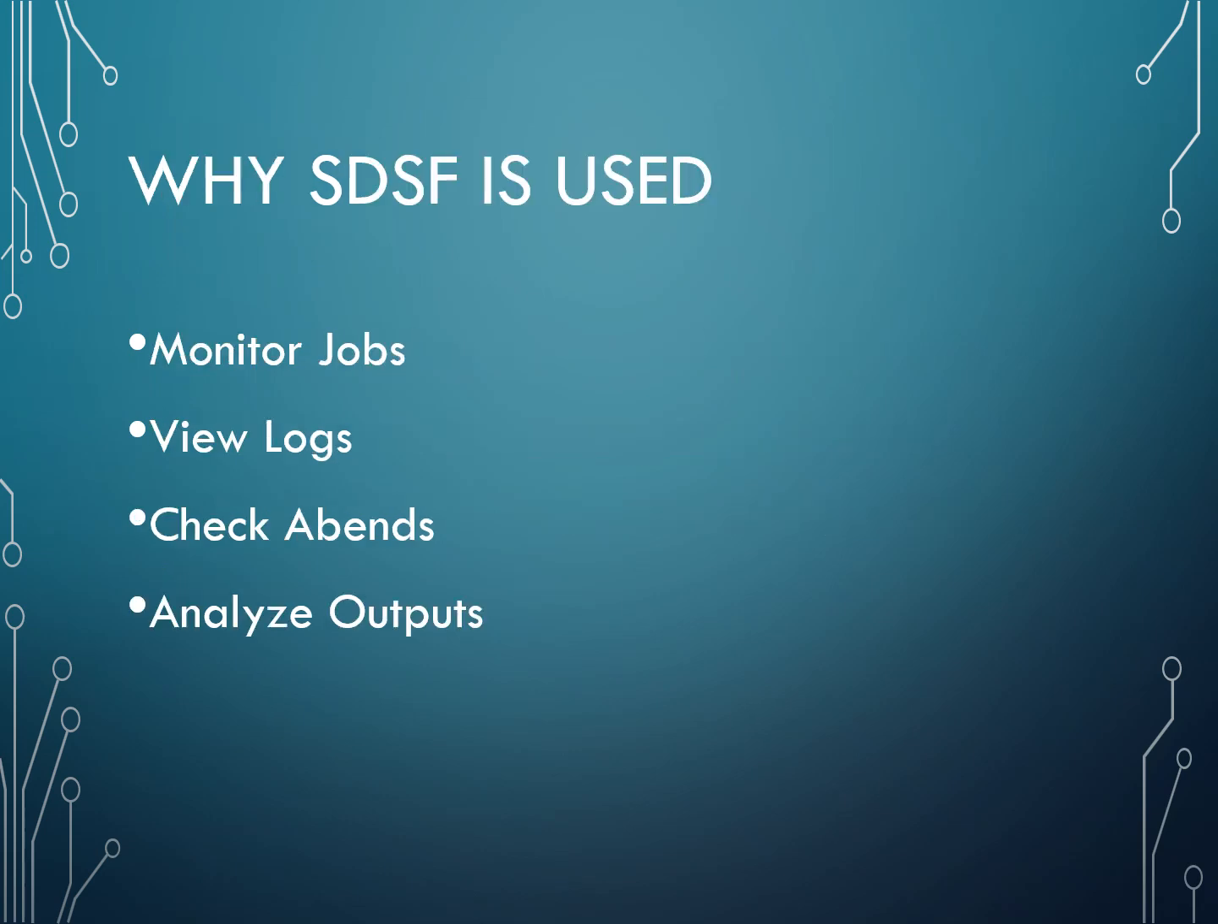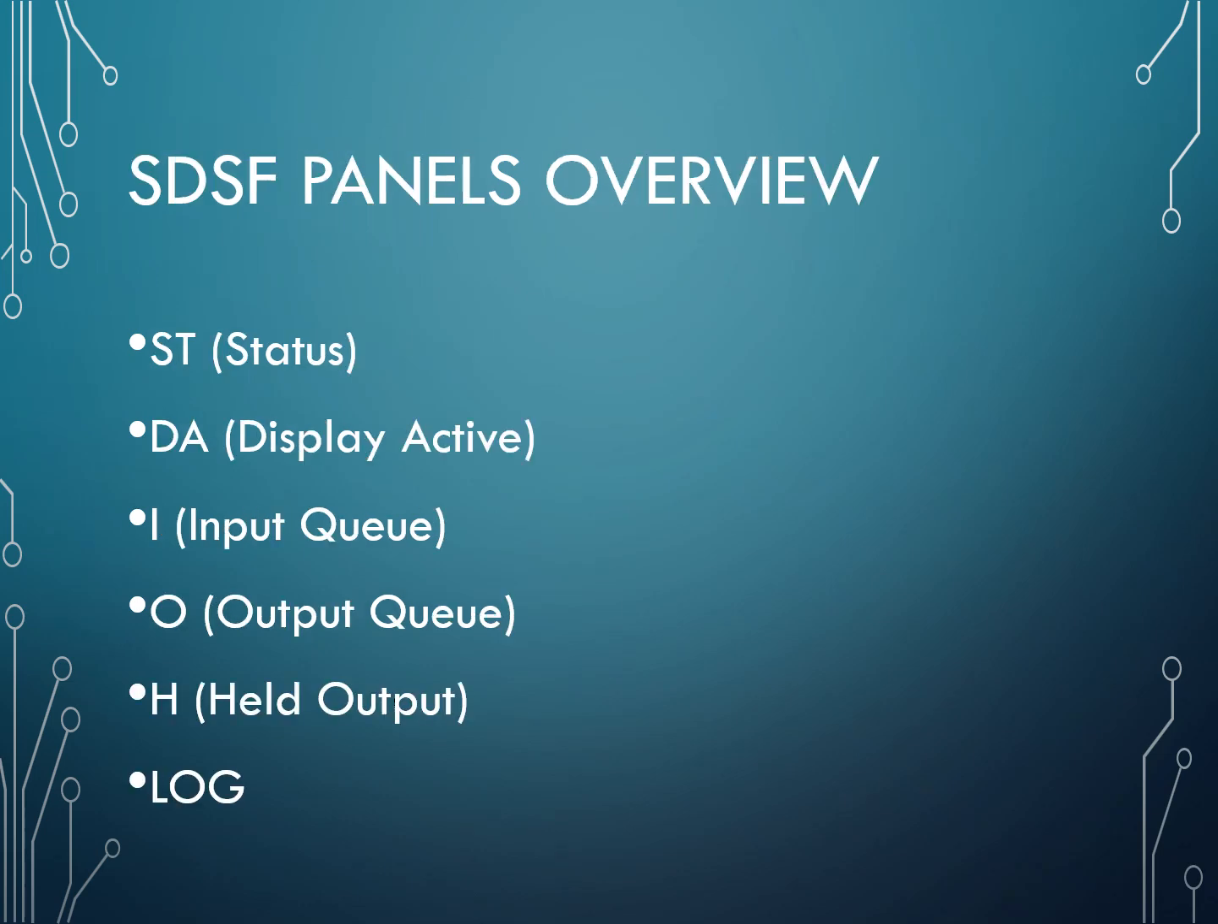SDSF helps us monitor jobs, view logs, check events, and analyze output. When a job fails in production, the first place a developer looks is SDSF. This tool provides visibility into job execution and helps identify problems quickly. SDSF contains several important panels.